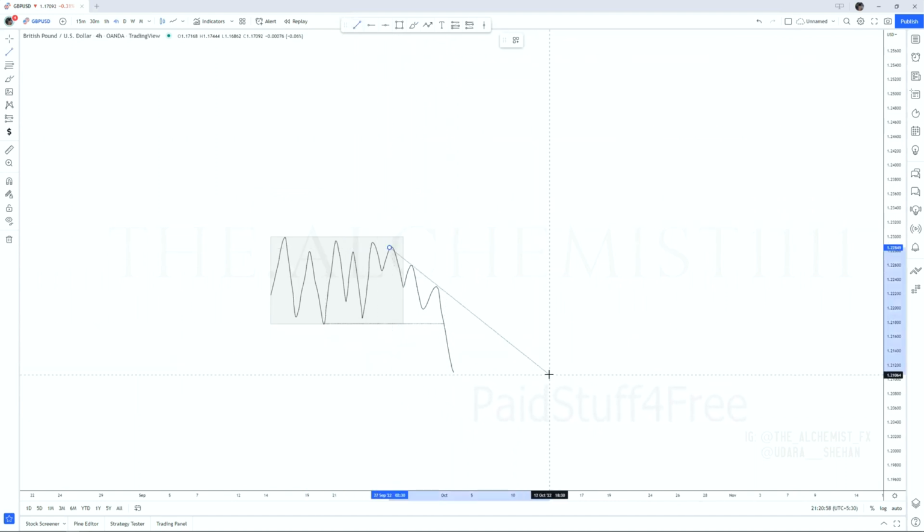Trend lines are forming, and then maybe bearish order blocks are forming. Everyone's expecting this to happen. But when London opens here, what happens? It reverses.